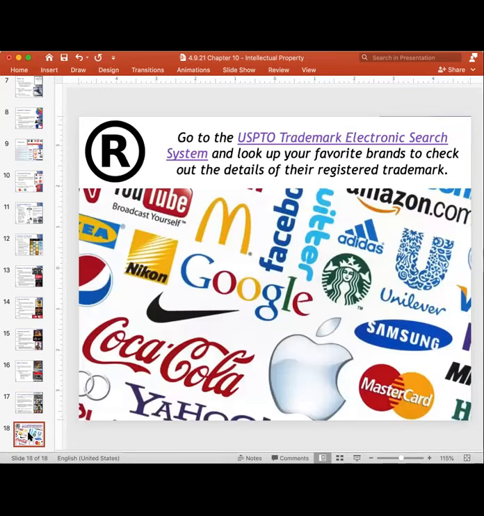So that was a comprehensive overview of intellectual property. I encourage you to dive a bit further by clicking on this link and looking up your favorite brands to check out the details of their registered marks.